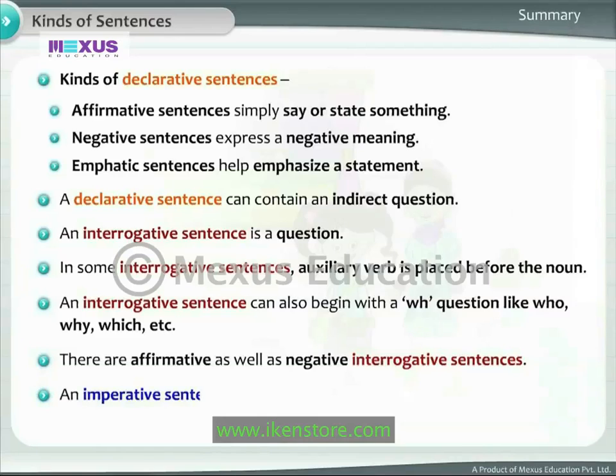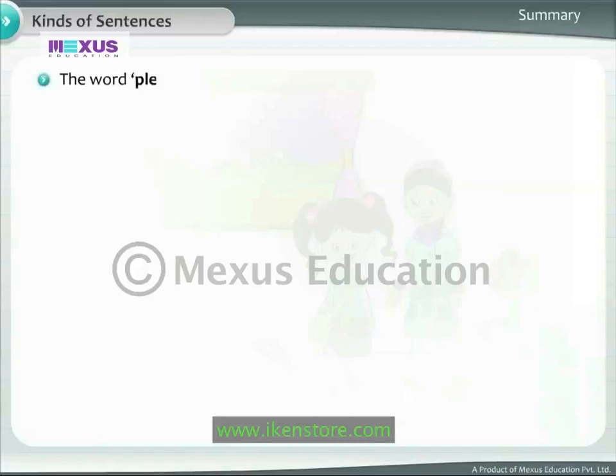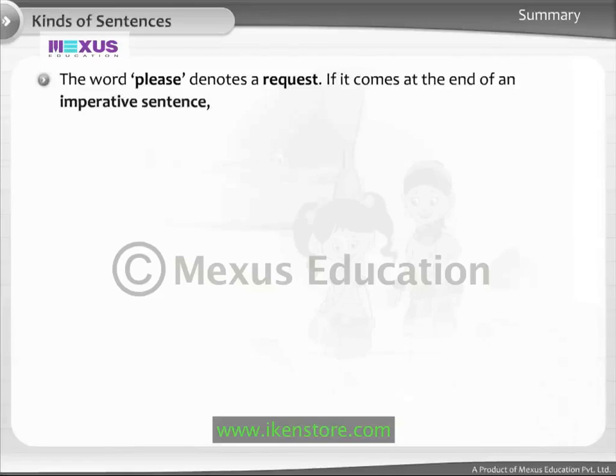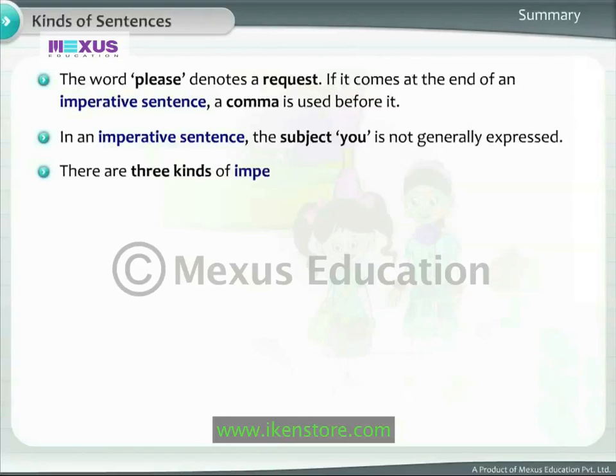An imperative sentence expresses a command, order, request, advice, or suggestion. The word please denotes a request. If it comes at the end of an imperative sentence, a comma is used before it. In an imperative sentence, the subject you is not generally expressed. There are three kinds of imperative sentences: affirmative, negative, and emphatic.